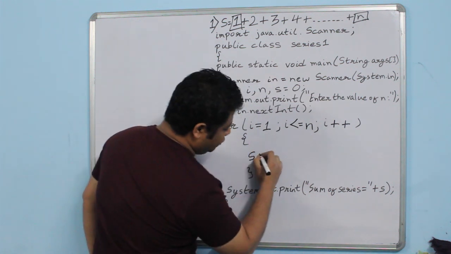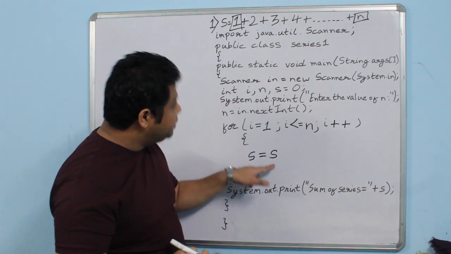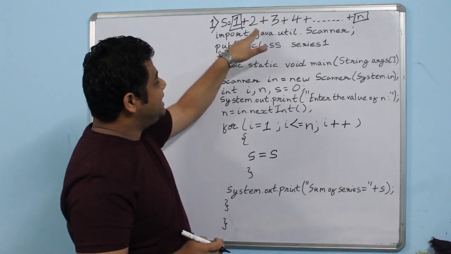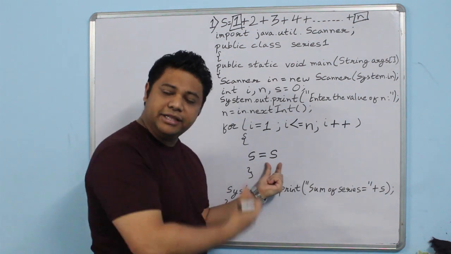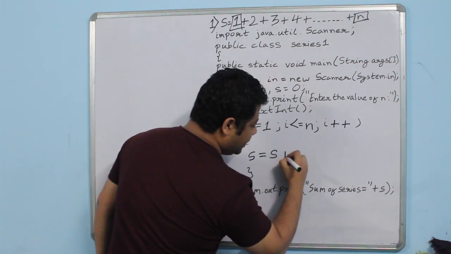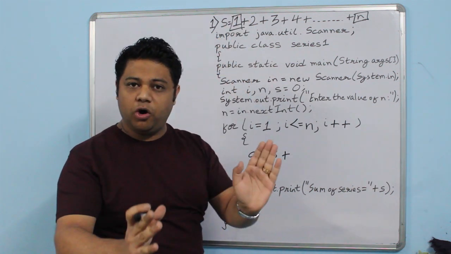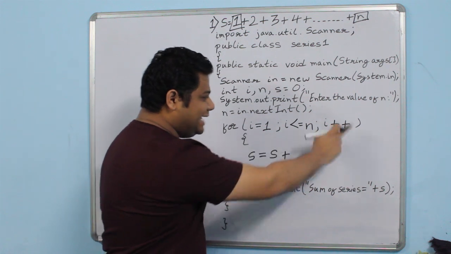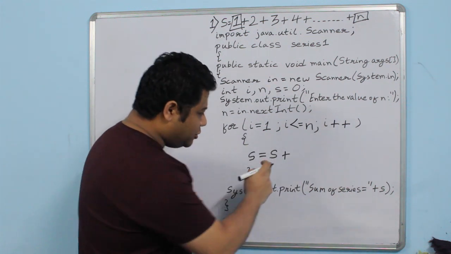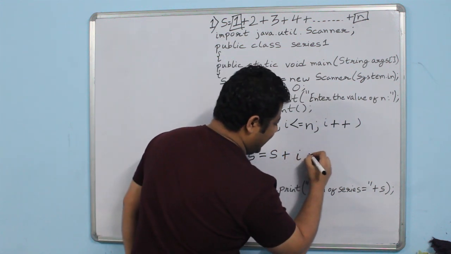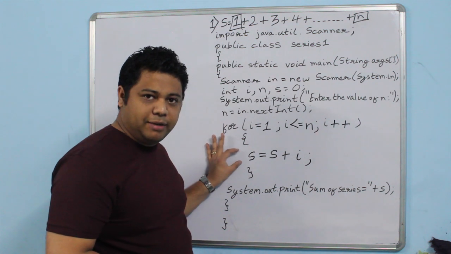So S equals to S. Why am I writing S equals to S? Because see, the numbers whenever it's getting added, it gets stored inside S. So every time you have to add the other number with S. So S plus, now the number that is becoming 1, 2, 3, 4 and so on is the variable I, because I is inside the loop. I becomes 1, then I changes to 2, then 3. So S equals to S plus I. So this is how we frame this part of the program, the body of the loop.